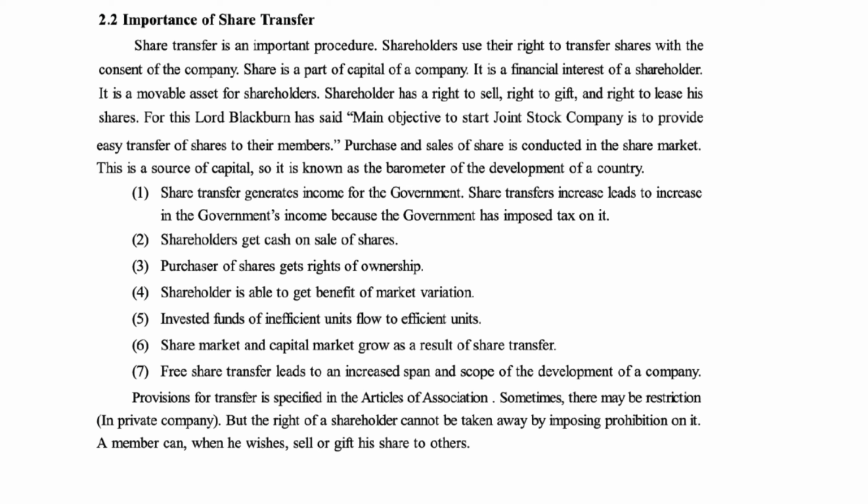So this difference of 200 is the market variation or market changes. Because of this, he got a profit of 200, he was able to increase his wealth. So he got that benefit. Next is the invested fund will be transferred from inefficient units to efficient unit.